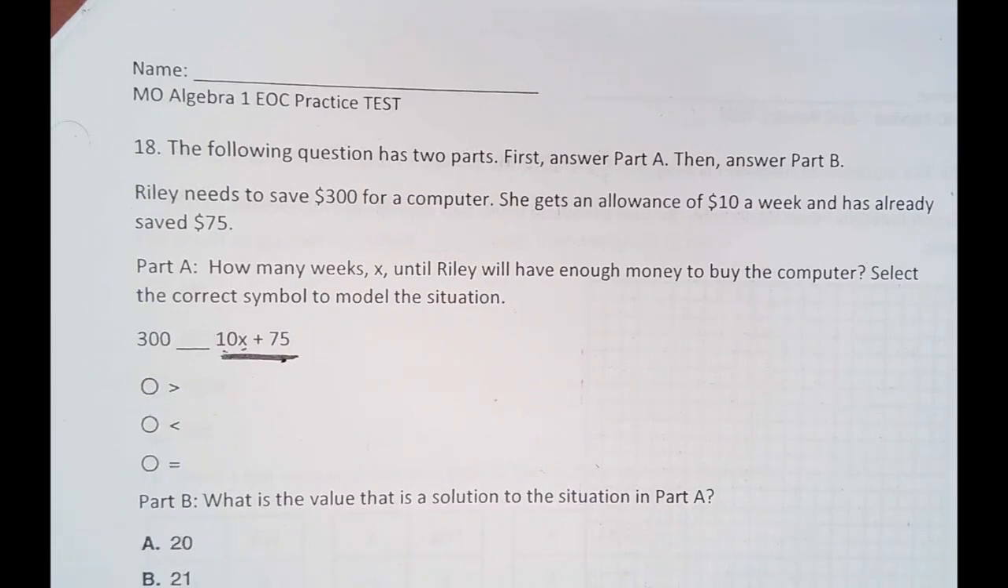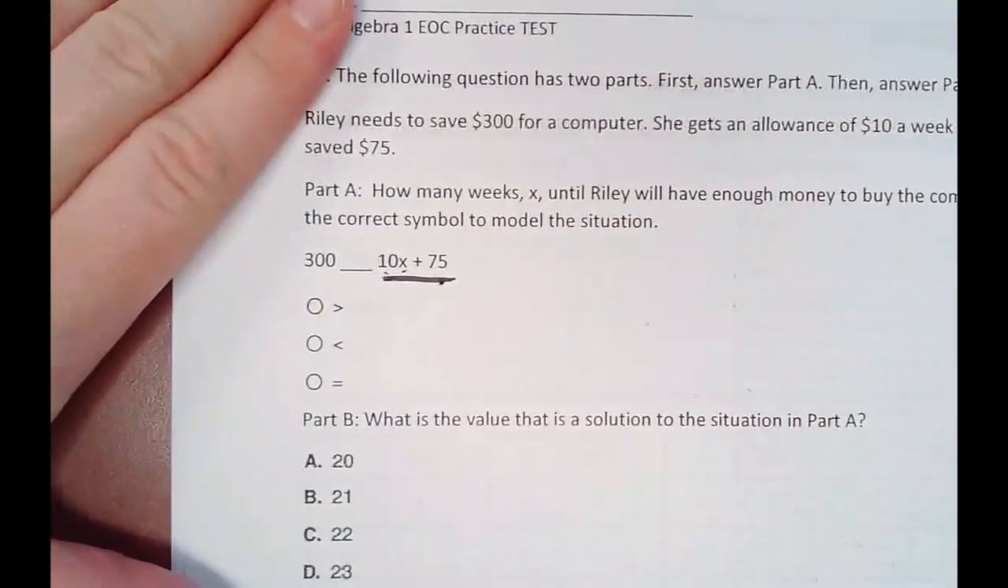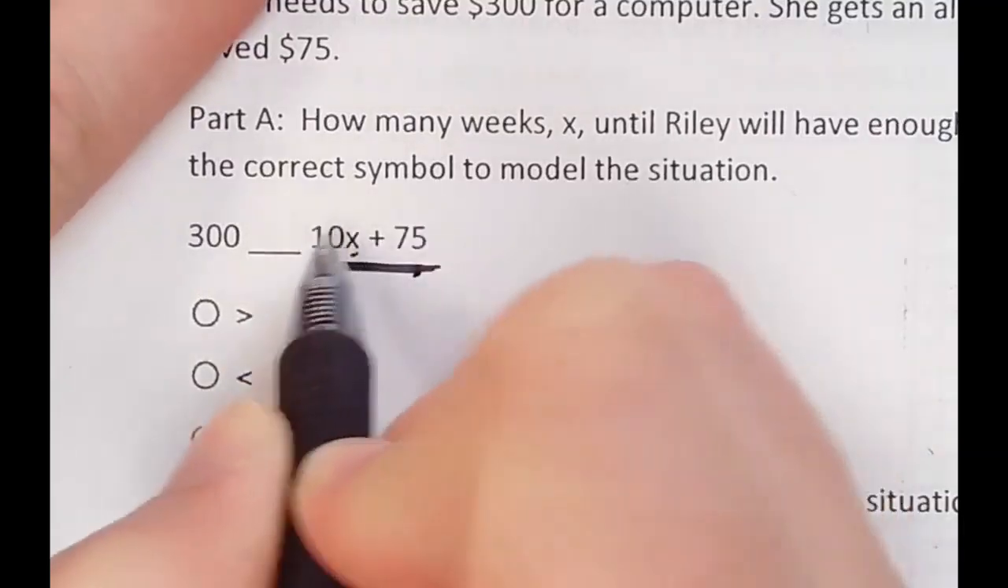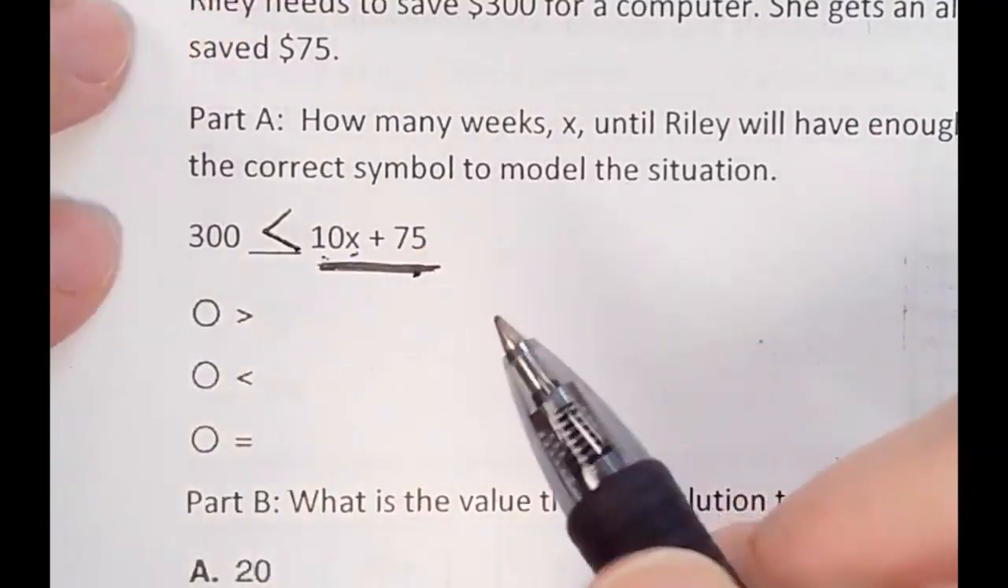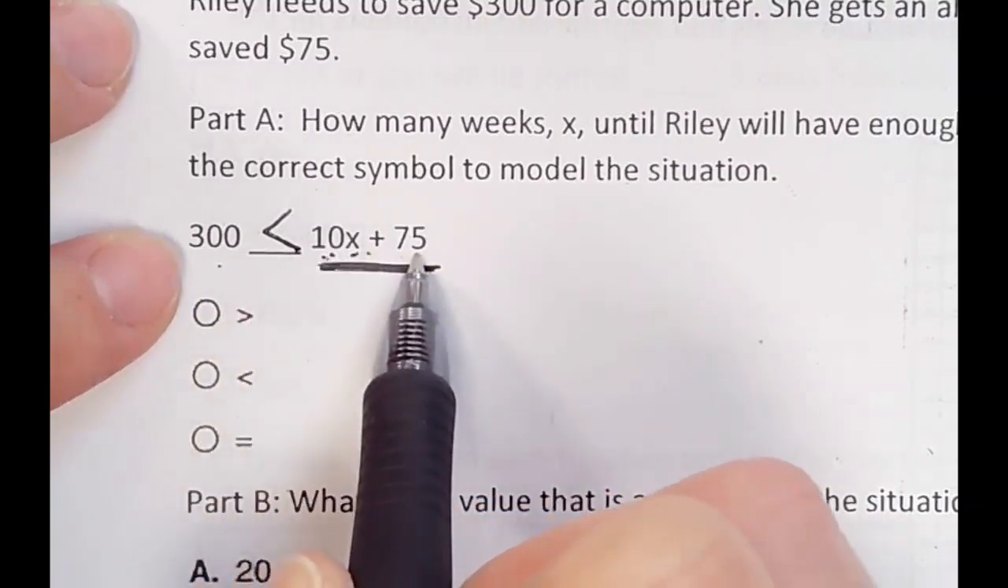So remember, our symbol needs to open up. If it has to open up to look like it's eating this side, so it needs to be like this. So we say 300 is less than 10x plus 75. So we should choose the second option.